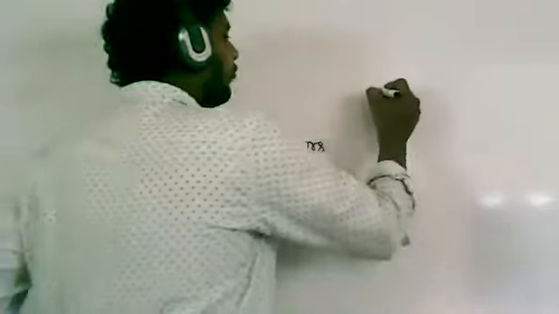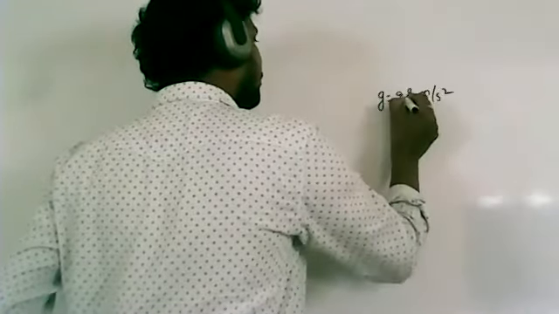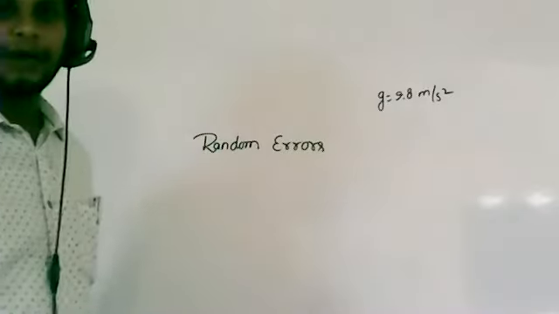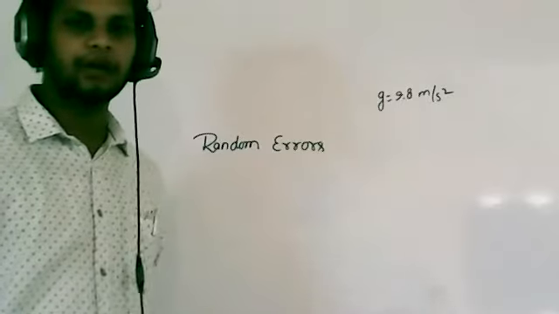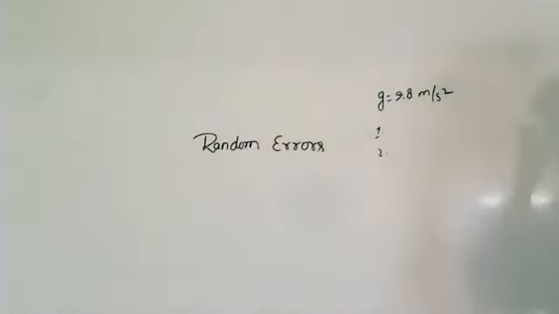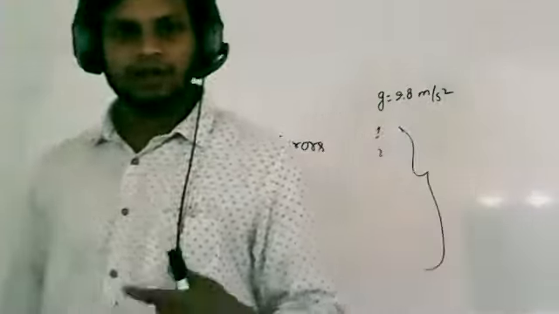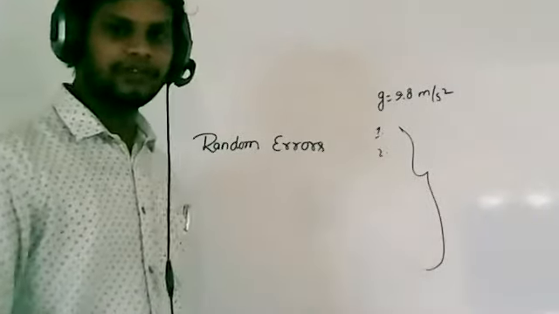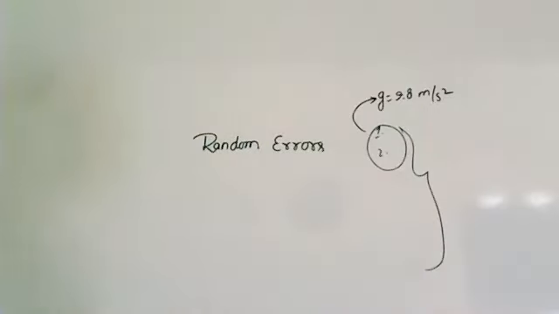For example, we know that the acceleration due to gravity value is 9.8 meter per second square. Now do the simple pendulum experiment and repeat it a number of times. Let us say repeat for 10 times: 1, 2, 3, 4, like that. Are you clear? If you repeat for 10 times and take the average of all these 10 readings, then the average will be close to the true value. Clear? I hope you understood.